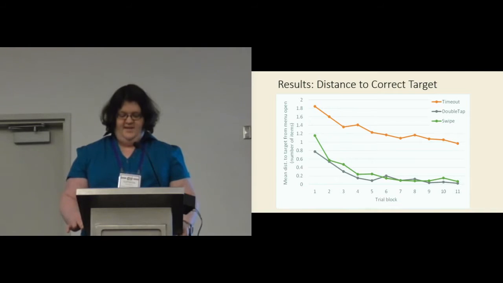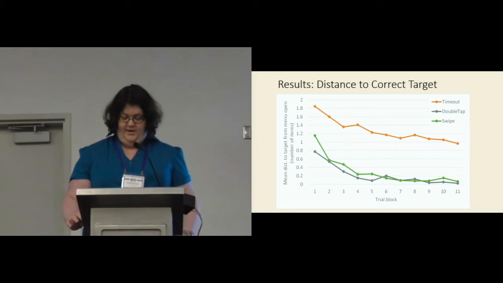Then for 3 of the methods, all of them except for button open, the user had the option of opening the toolbar from anywhere along the edge of the screen. So we created a metric that we called distance to see where they were invoking the menu and how many items away it was from their target. And we found that this distance decreased over time for all of the methods, but much more for the methods that had an expert shortcut.